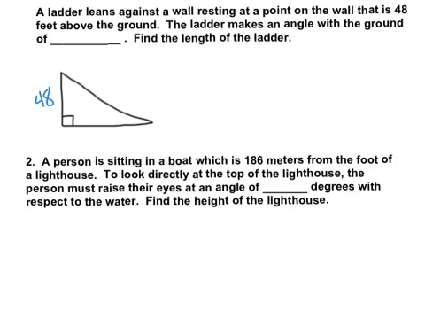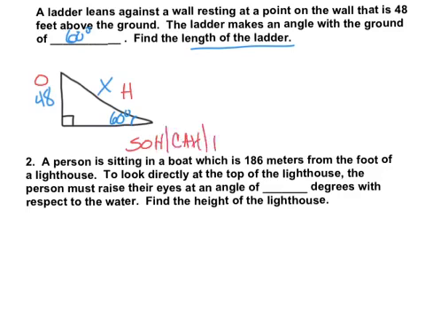The ladder makes an angle with the ground of 60 degrees. So my drawing isn't exactly to scale, but down here, this is going to be 60 degrees. It's the angle between the ladder and the ground. I'm going to find the length of the ladder, so that's where you put your variable. You label your unknown with an x, and then you see what you have and what you're trying to find. Relative to this angle, this is the hypotenuse, and this is opposite. So if you think of your trig functions, we're going to use sine because it's opposite over hypotenuse. So then it's just the sine of 60 is equal to 48 over x.